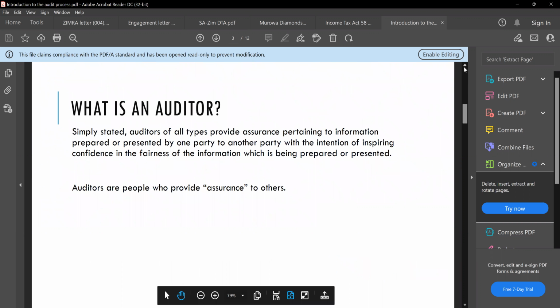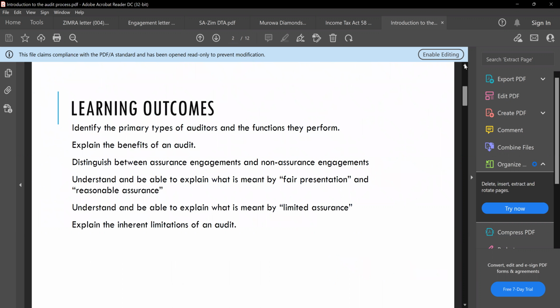So let's take a look at the learning outcomes. At the end of this session, you need to be able to identify the primary types of auditors and the functions that they perform. Explain the benefits of an audit. Distinguish between assurance engagements and non-assurance engagements.